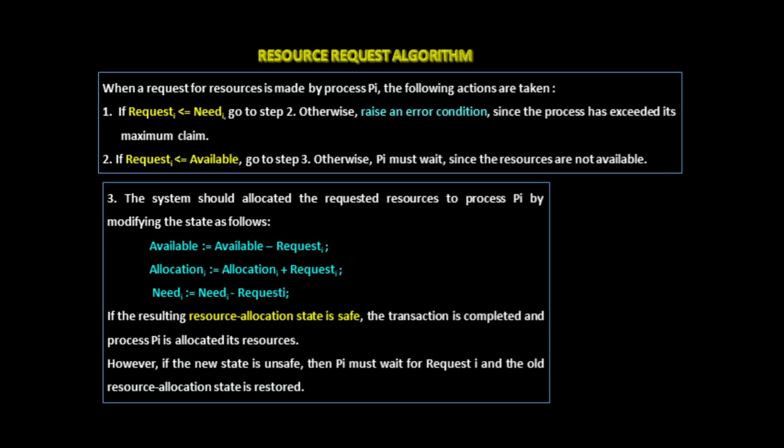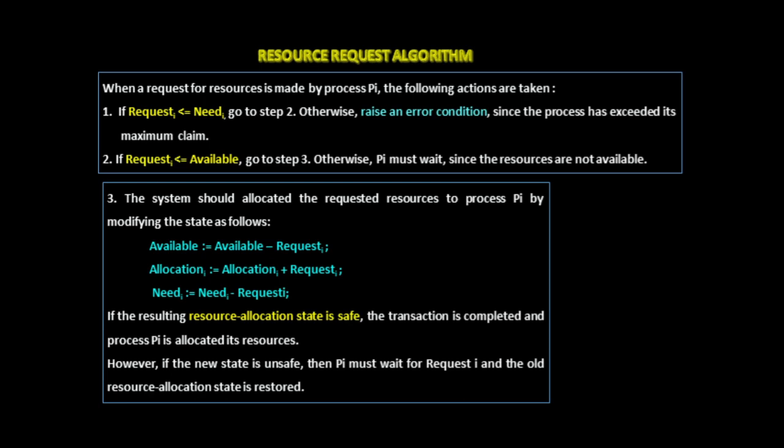In the second step, again we have to check whether the request of the process i is less than or equal to the available number of resources in the system. If it is, then we can move on to step 3. In step 3, we have to modify the variables: available, allocation and need. The available is decreased by subtracting the requested resources from the available number of resources. Next, the allocation vector is increased by adding the requested resources to the resources allocated to that particular process i.